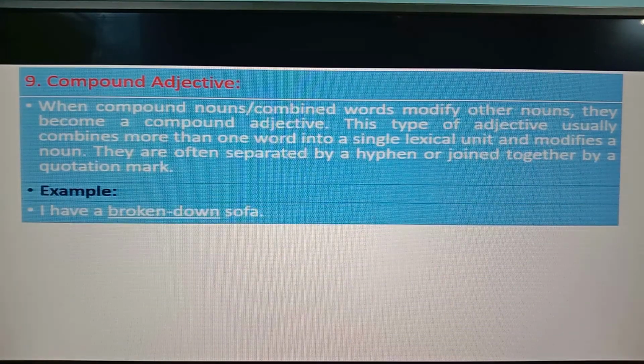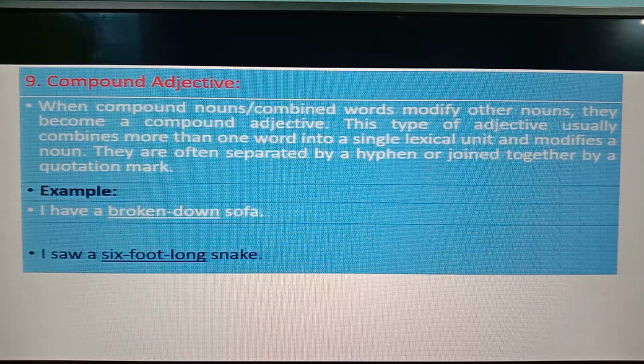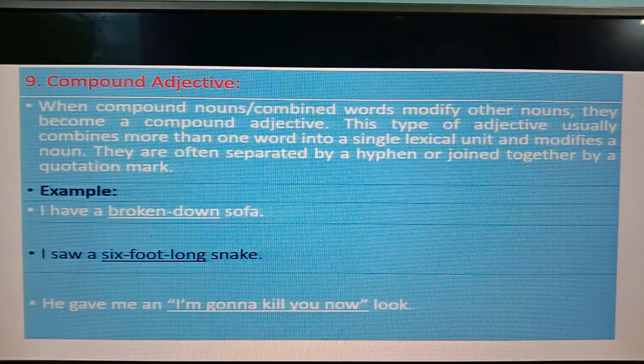Example, I have a broken-down sofa. I saw a 6-foot-long snake. He gave me an I'm-gonna-kill-you-now look.